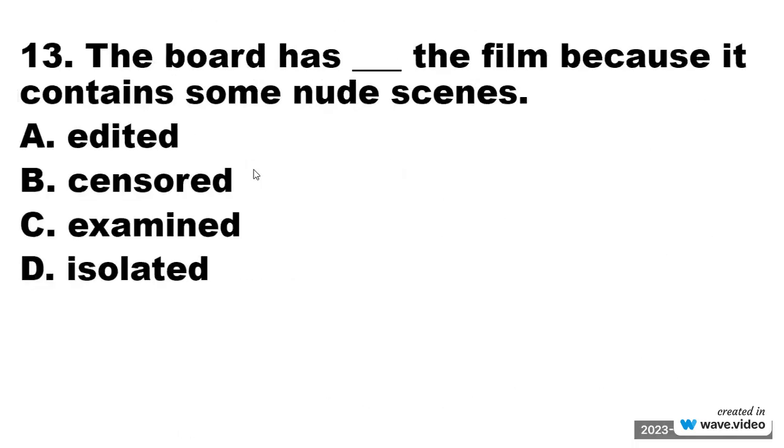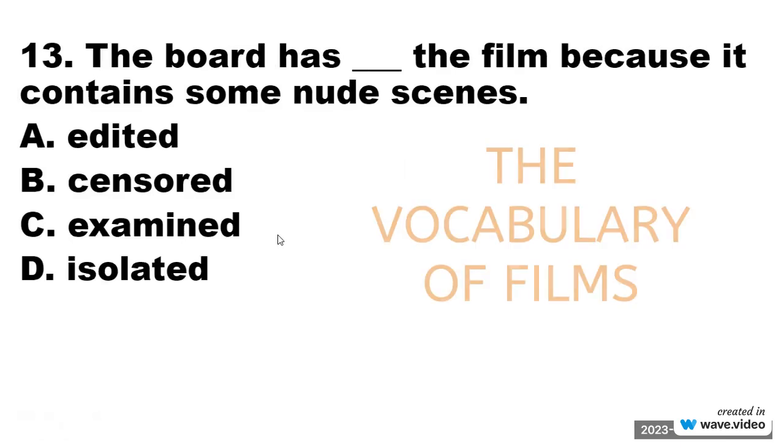Question number 13. The board has dashed the film because it contains some nude scenes. A, edited. B, censored. C, examined. And D, isolated. Again, this has to do with the register or the vocabulary of films. And so you put each of these. The board has edited the film because it contains.